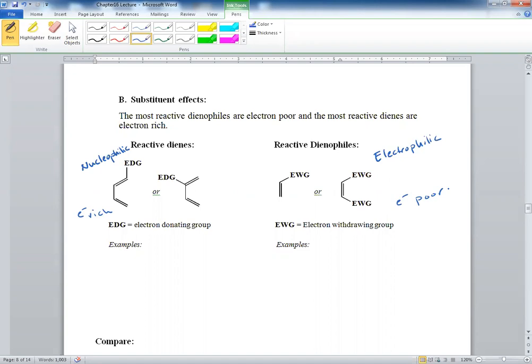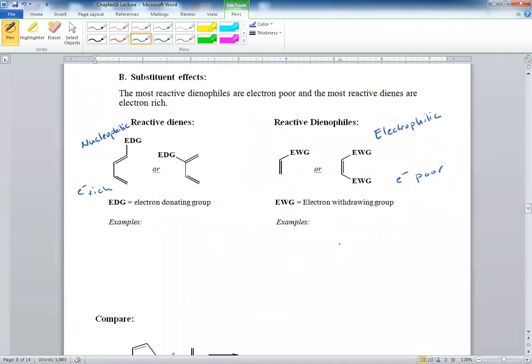What is one way of doing this? Well, you can attach what we call an electron donating group, EDG, to the dienes to make it more reactive. So they will donate more electrons, that therefore they will become electron rich, even richer. On the other hand, the dienophiles, you would like them to be electron poor. So what's better than adding a group, a substituent, that draws electrons away from the dienophile? And again, this is what we need to make this reaction faster and actually successful with high yield.